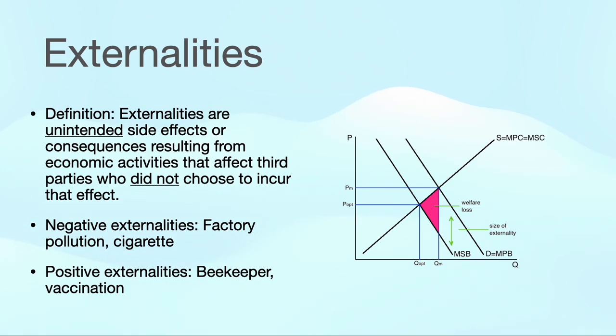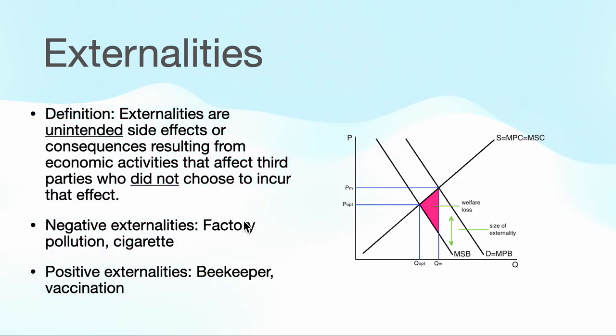This is a very, very important concept, whether you are an IB economics student or an A-level economics student. Let's look at definitions first. Externalities are unintended side effects or consequences resulting from economic activities that affect third parties who did not choose to incur the effect. What does that mean? Well, let's look at some examples.